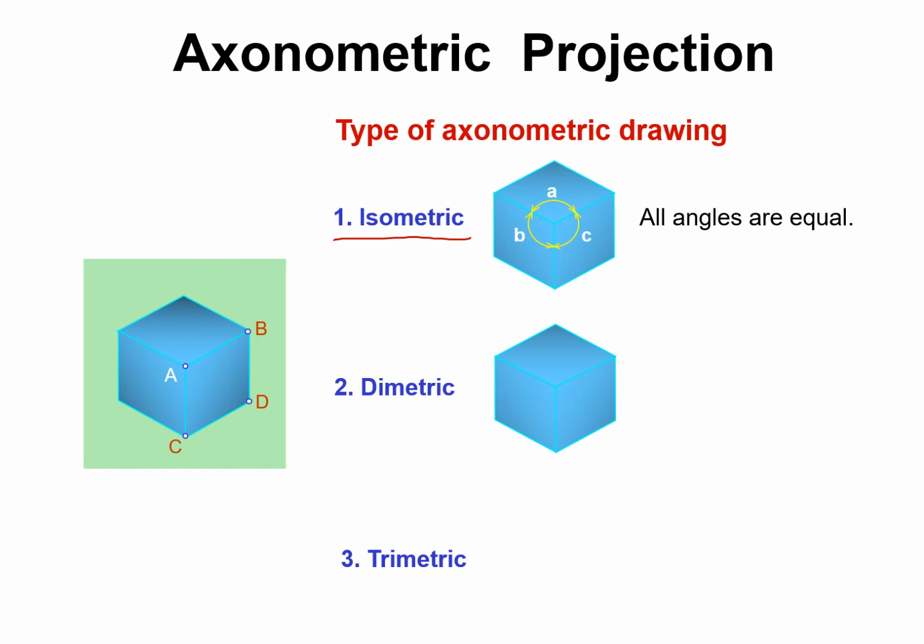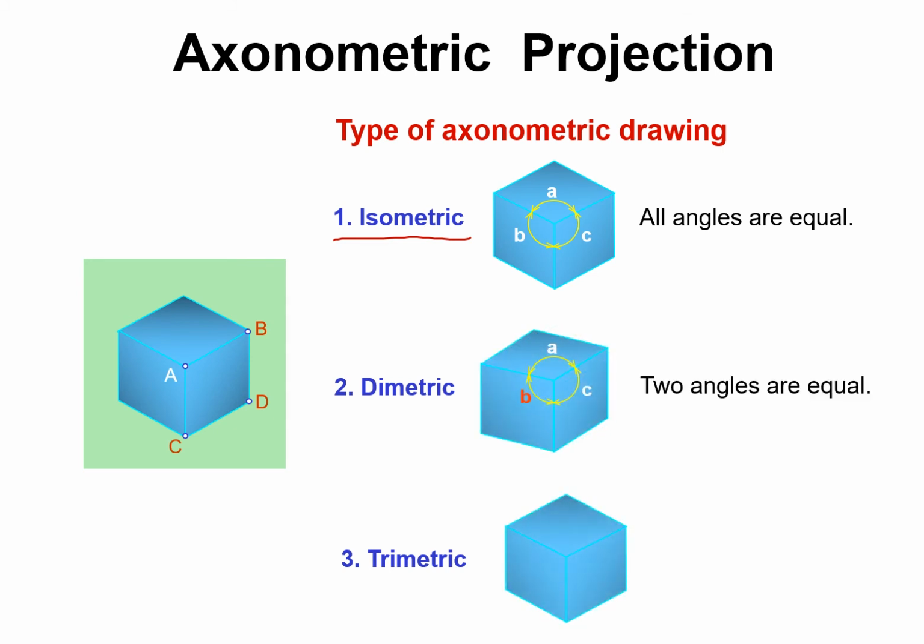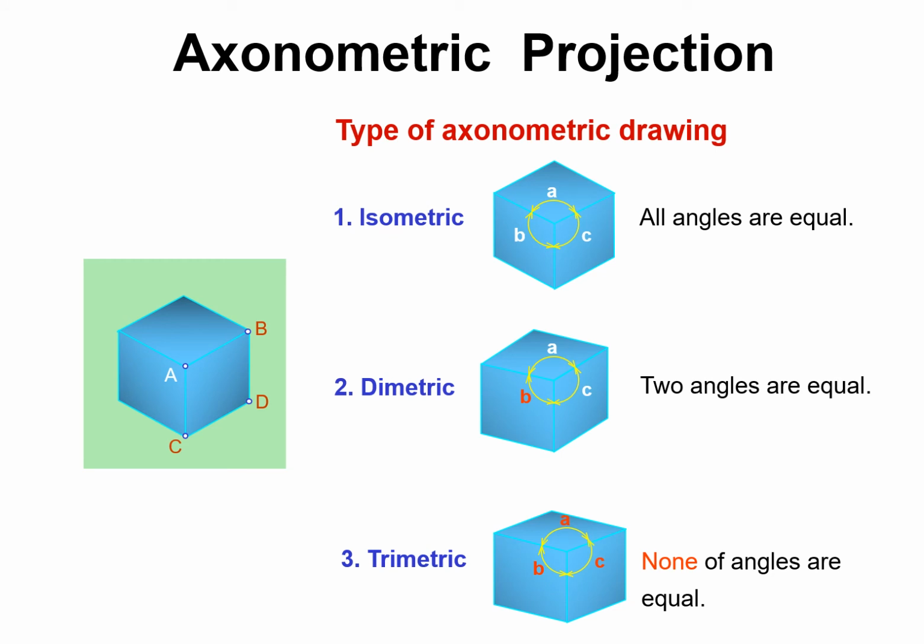Then there is diametric axonometric projection, in which only two angles are equal and the third is unequal, and in trimetric axonometric projection none of the angles are equal. So in isometric all the angles are equal, in diametric only two angles are equal, and in trimetric none of the angles between the axonometric axes are equal. That's how we identify the three types of axonometric projections.